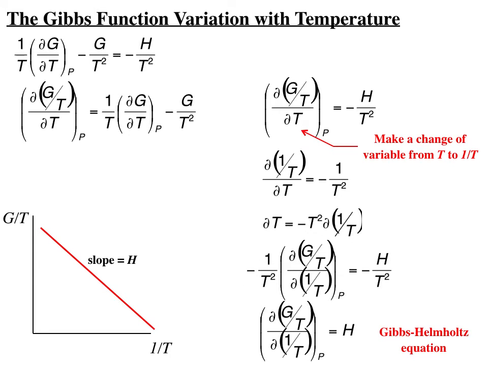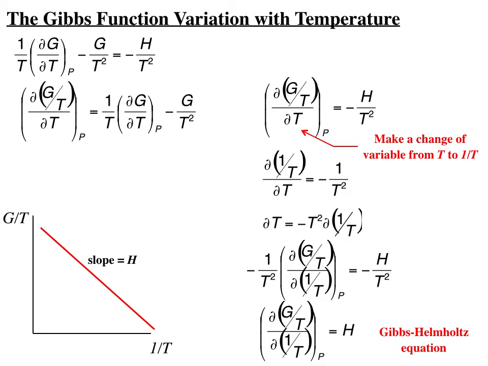Let's continue the derivation from the previous slide, where we are manipulating the variation of the Gibbs function with temperature at constant pressure. From the end of the previous slide, we saw 1 over T dG/dT is equal to minus G over T squared, equals negative H over T squared.